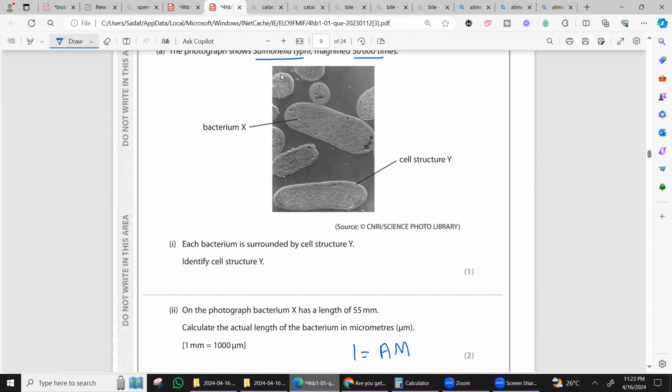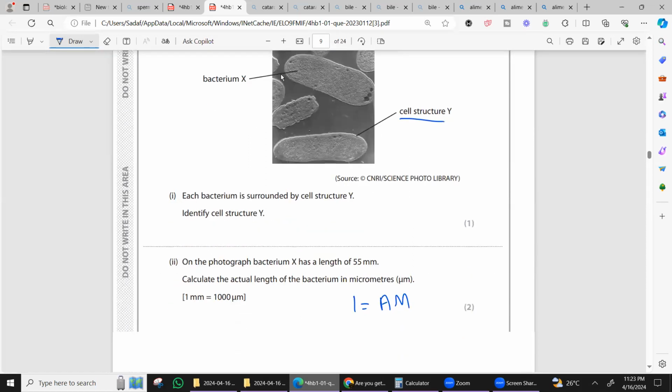They are showing in the diagram bacterium X and cell structure Y. Each bacterium is surrounded by cell structure Y. Identify cell structure Y. This structure is showing you cell wall or capsule of bacterium.